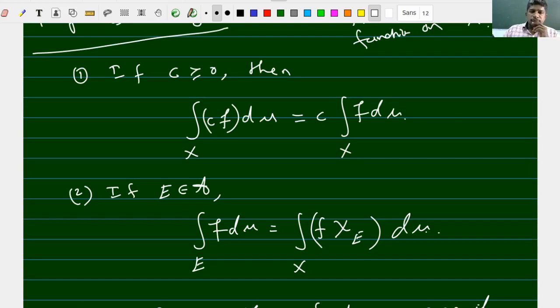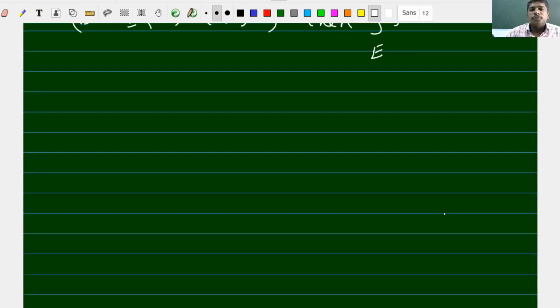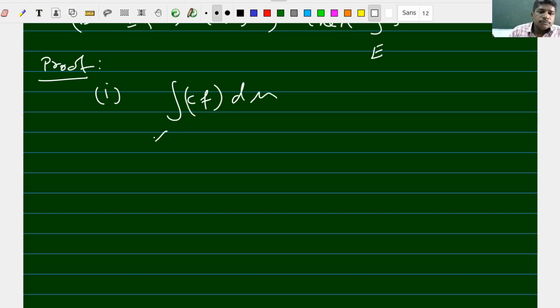First property, it's a very simple property, right? We are going to use the definition of the integral of a simple function. Let's see the proof. We start with the integral of cf. By the definition, this is the supremum over, in what follows I am going to use only definition 1, the integral of s d mu, where s ranges over simple functions taken over all s less than or equal to cf.